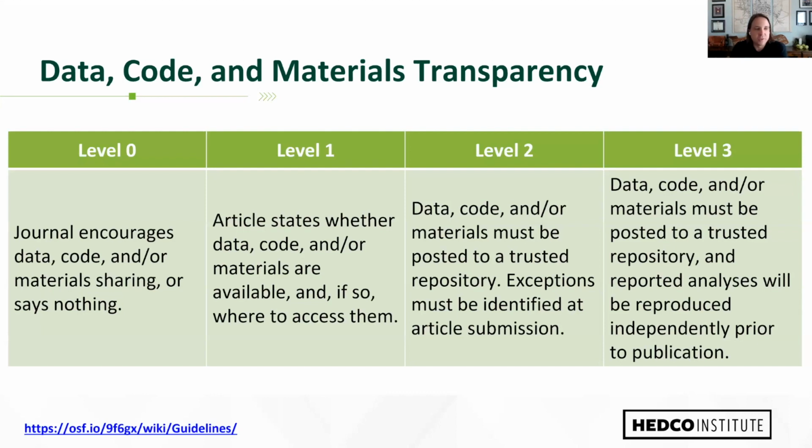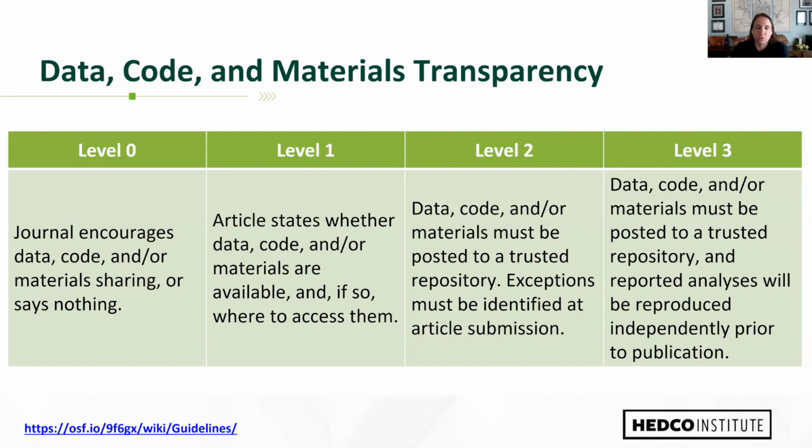And so level 0 journal doesn't really say anything about sharing any of these things. Maybe they encourage it, but there are no requirements to disclose whether or not these have been shared. A level 1 journal requires authors to disclose whether or not these are available, the data, code, and or materials, and for any that are available, like with the study registration, where they can be accessed. So what's the permanent identifier? Where is a permanent link to find these things online in a public repository?